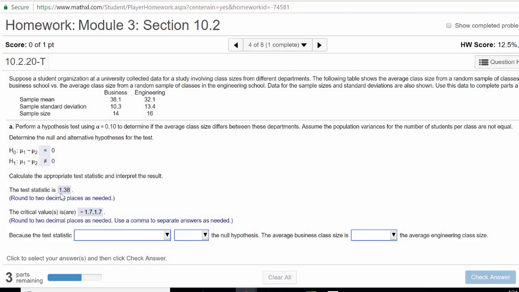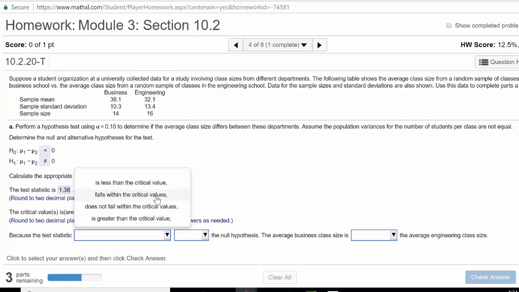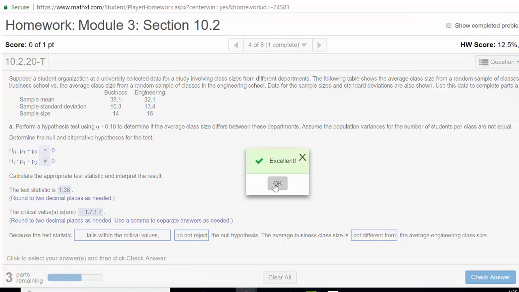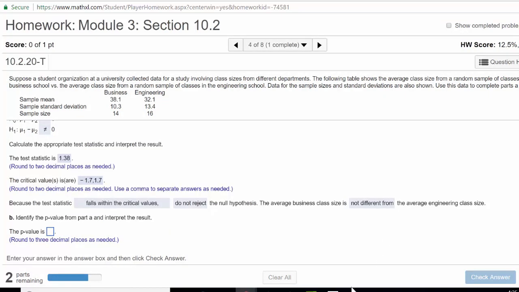Again, what happens here? This value, 1.38, is between these two. So it does fall within the critical values. We do not reject the null hypothesis. It doesn't fall into the critical region, right? So the average business class size is not different from the average engineering class size. Check the answer. This looks good.